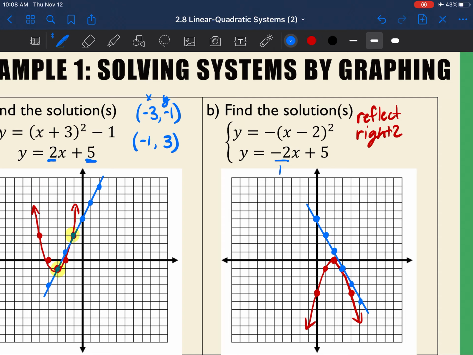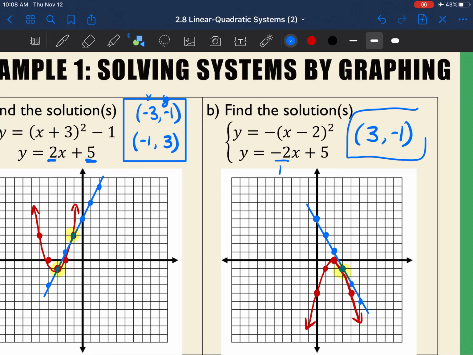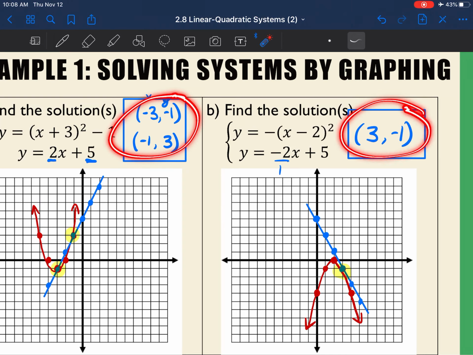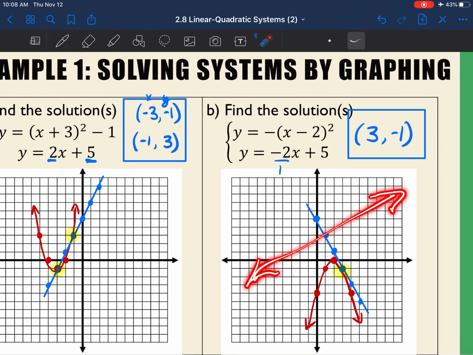So it looks like the only intersection was right there. So the solution then, if I write a coordinate, the solution is going to be 3, -1. That was just a coincidence that these had similar solutions. Now, remember the possibilities. You could have two solutions. You could have one solution, or if a parabola and the line never cross, like let's say you had a line that looked like this, then it'd be no solution.